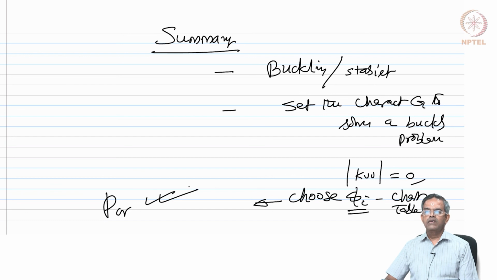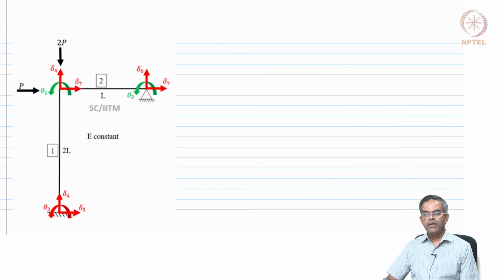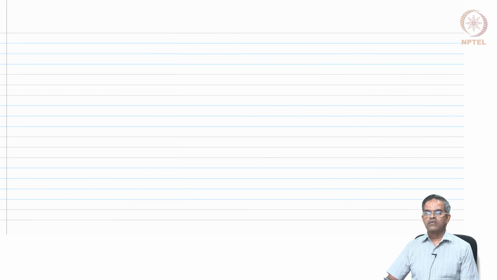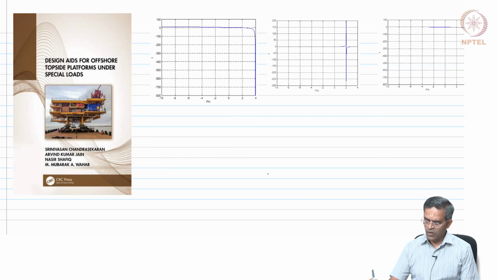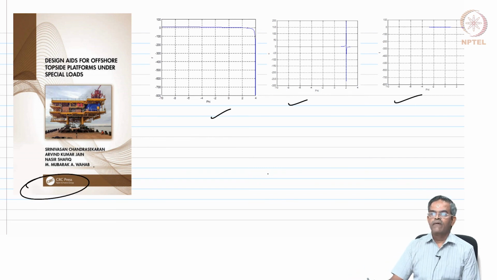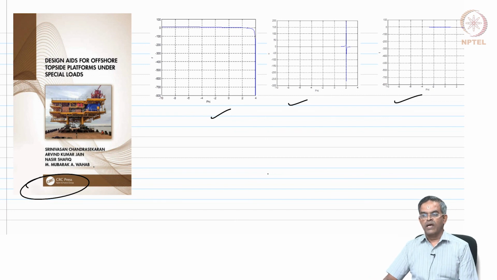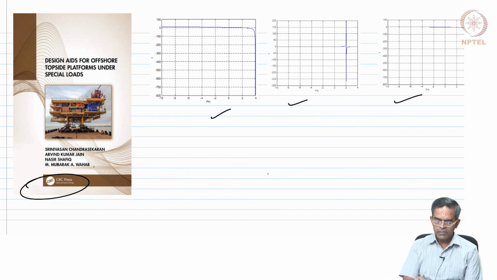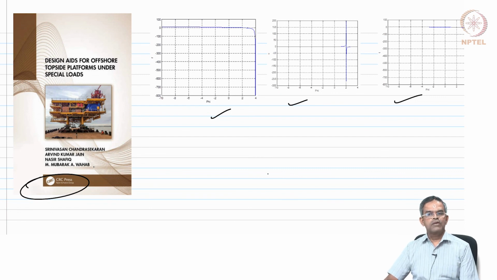So, friends, stability analysis is not difficult, it is easy. Please practice more problems and use the Matlab program given, and also this book will be very helpful for you, which is being used as a reference. So, please refer to this book, Design Aids of Offshore Structures, Topside Platforms Under Special Loads, which has got the stability charts and the table and also the Matlab program. This is a CRC press release. This book is available in public domain.